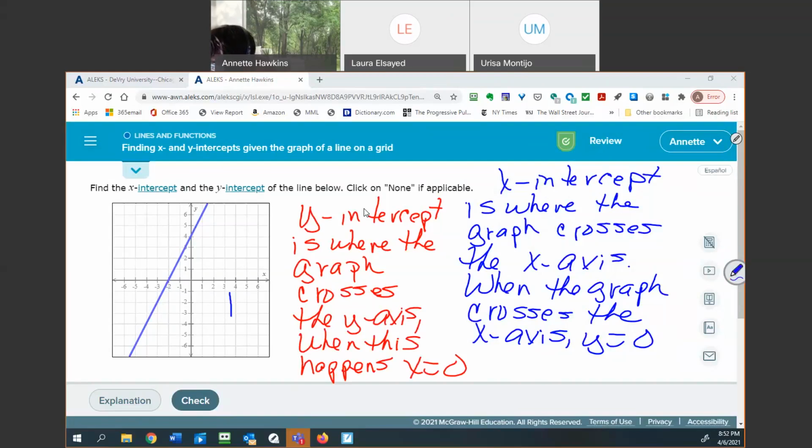So let's take a look at the x-intercept. Well, this is the x-axis right here. The graph crosses the x-axis right here. So that is the x-intercept. So we need to get that ordered pair. Well, x is -2 and y has to be 0. Do you see that? All right, this is the y-axis. So this is the y-intercept right here. When the graph crosses the y-axis, x is 0, y is 4. Be careful how you write this. X is 0, y is 4.